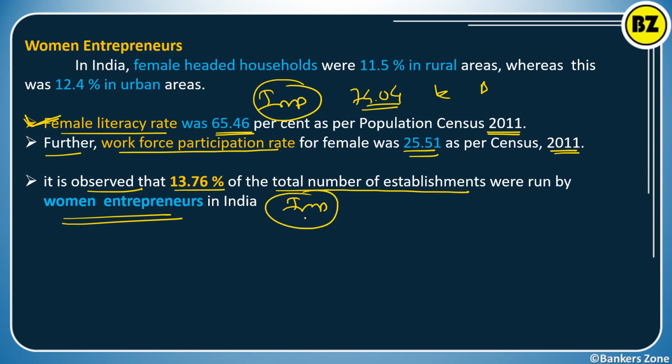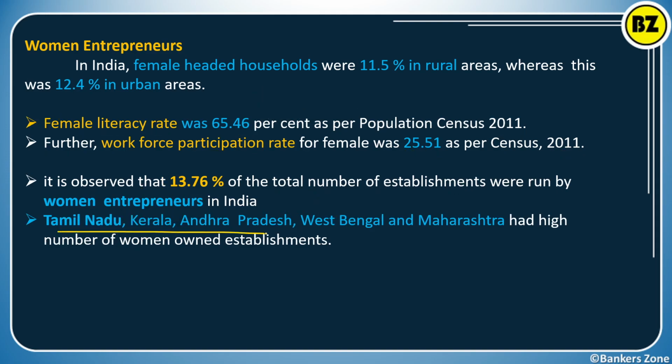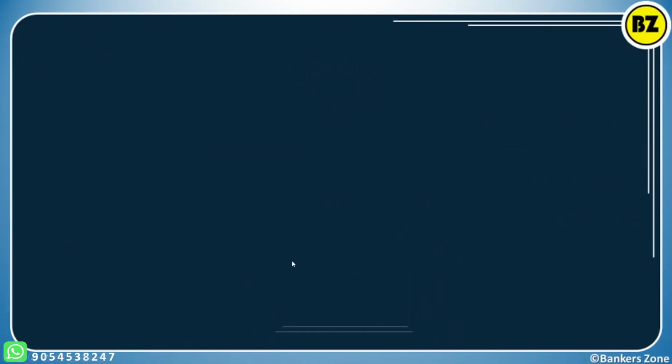Out of total establishments, 13.76% are owned by women entrepreneurs. Then Tamil Nadu, Kerala, Andhra and West Bengal, Maharashtra had the highest number of women-owned establishments. First is what? Tamil Nadu. So salute to the Tamil Nadu women. They have the highest number of owned establishments. Okay, after that Kerala, Andhra and then West Bengal.